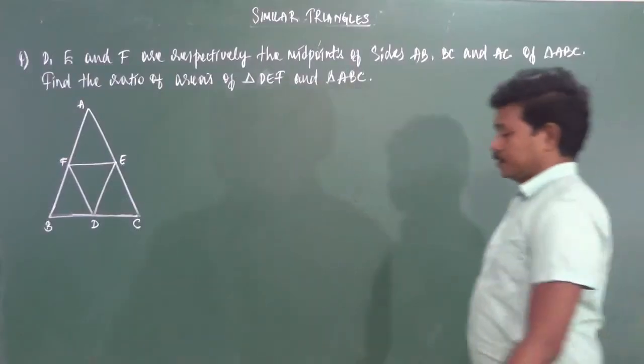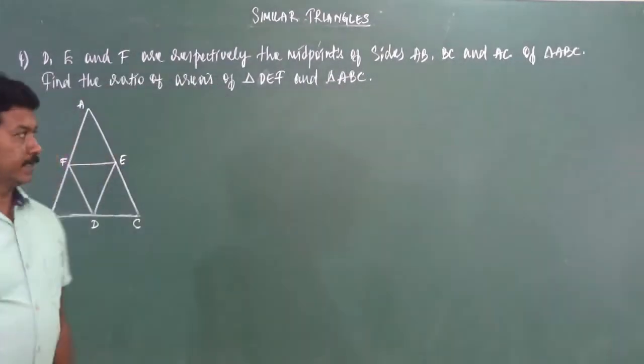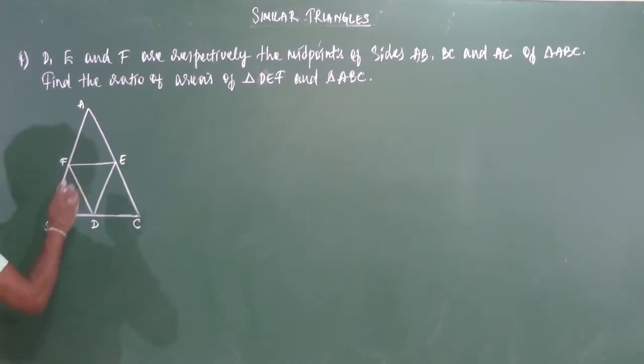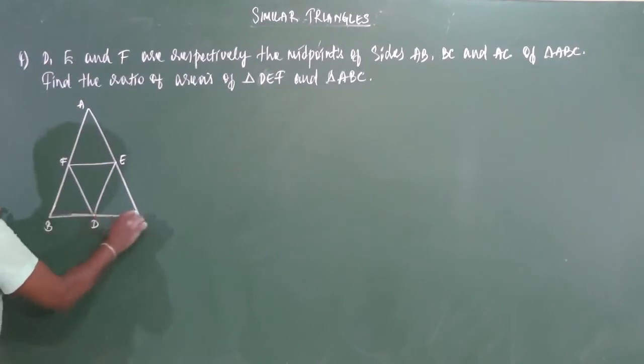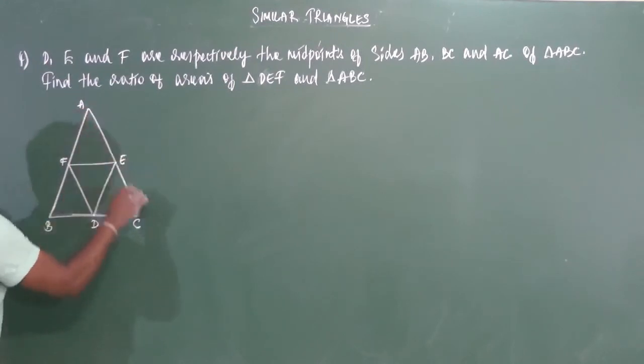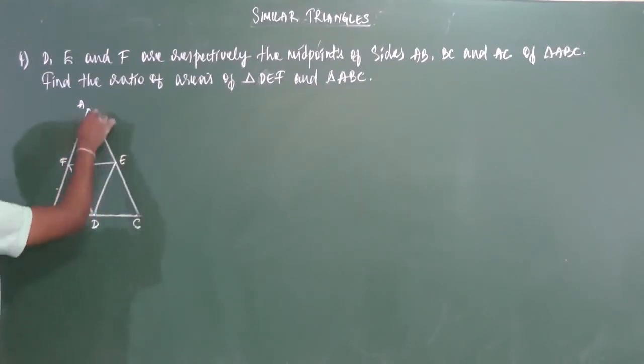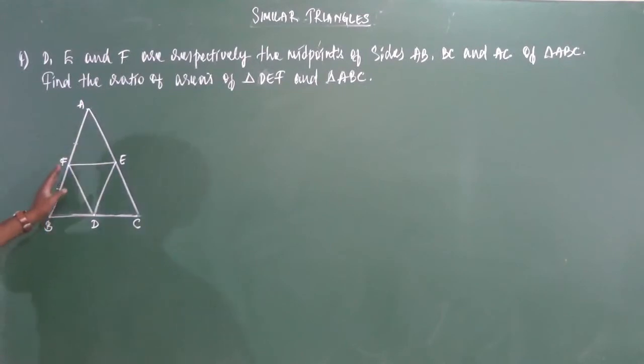Okay, let us get into the fourth problem, which is a rider. Very important. D, E and F are respectively the midpoints of the sides AB, BC and AC of triangle ABC. Now, D is the midpoint of BC, E is the midpoint of AC and F is the midpoint of AB. So this part will be equal to this part, and this part will be equal to this, because D, E, F are the midpoints.